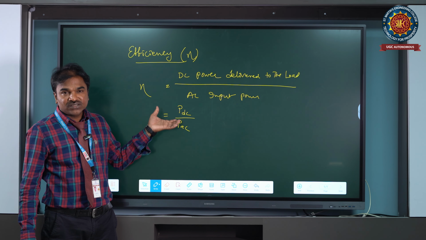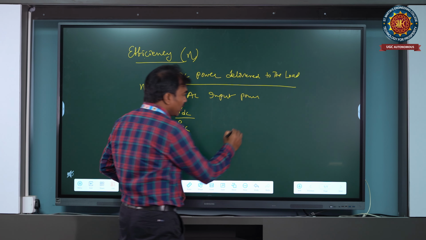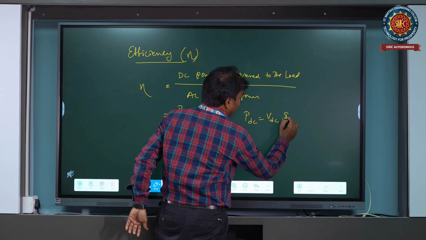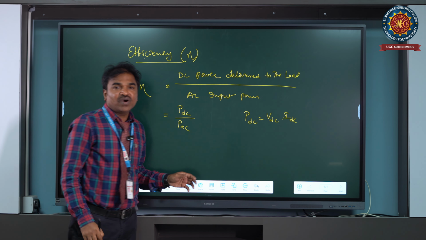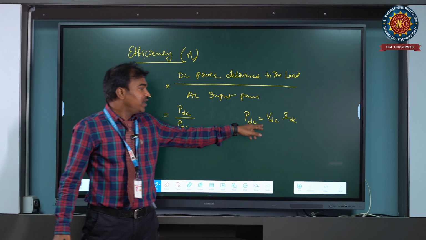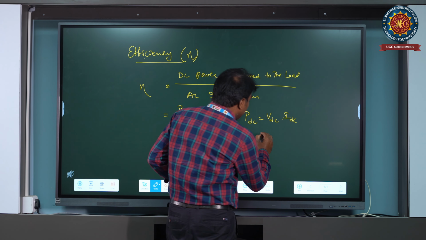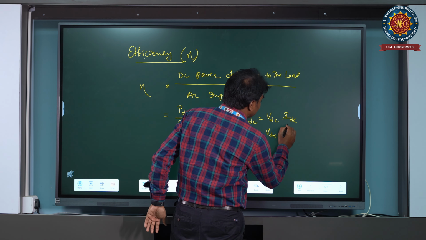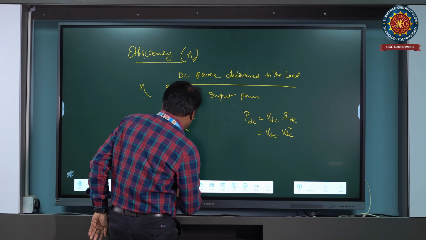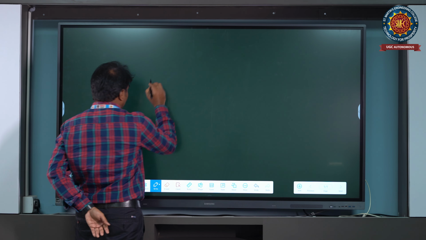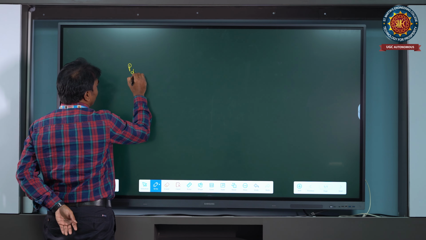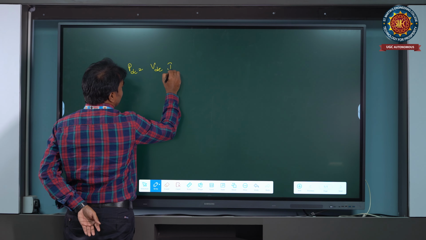So how to calculate the PDC? Power is equal to V into I. Now we are calculating DC power, so PDC equals VDC into IDC, where the voltage and current are the DC values.